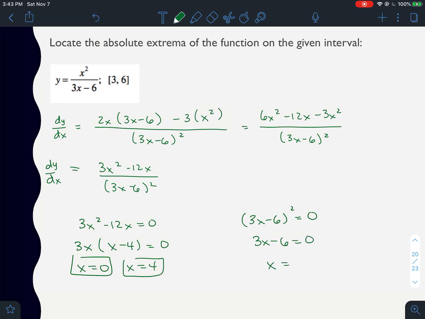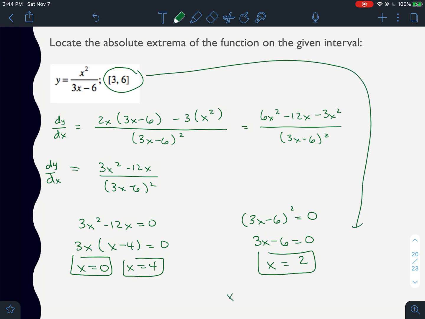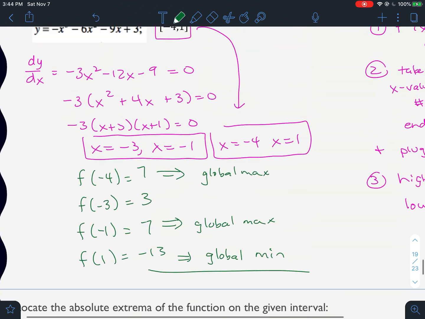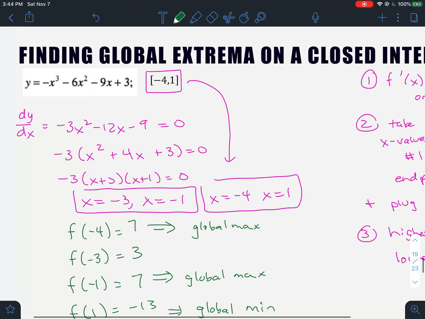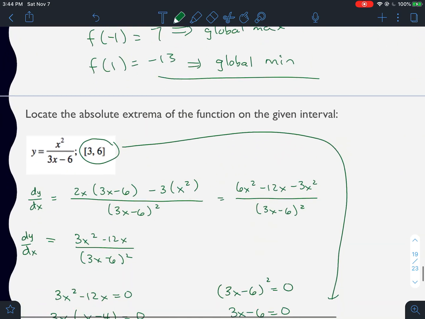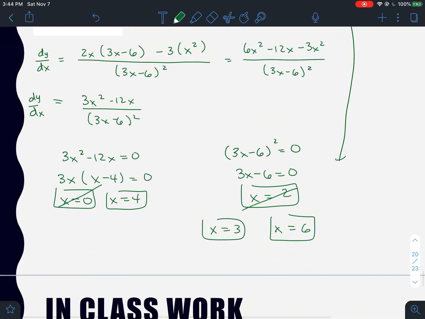And then 3x minus 6 squared equals 0. So either 3x minus 6 or 3x minus 6 is equal to 0. So x is going to equal 6 over 3, which is 2. So my critical numbers are 0, 4, and 2. But I only want the numbers on the interval 3 to 6. So I want to go between x equals 3 and x equals 6. So the only ones I'm going to test, 2 is out and 0 is out because they're not on the interval.